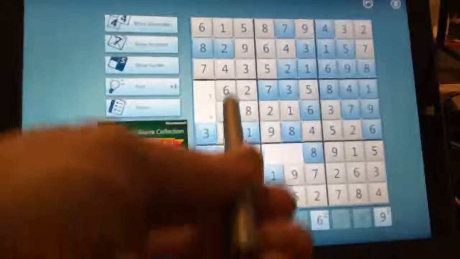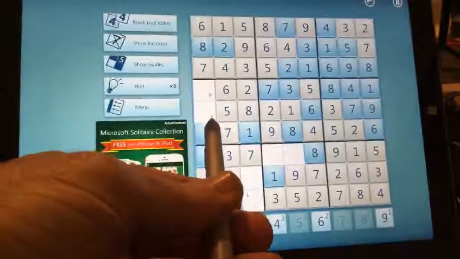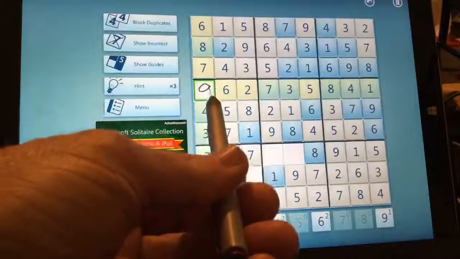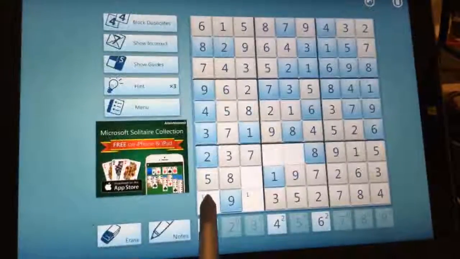Okay, 9, 8, 7, 6, 5, 4 is what's missing. There's a 4, so therefore that has to be a 4, and that has to be a 9. Now look, 1, 1, this has to be a 1.